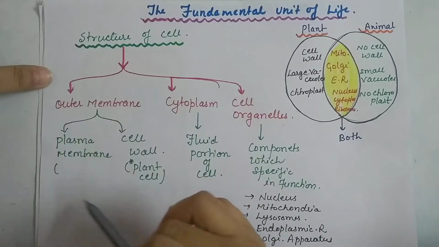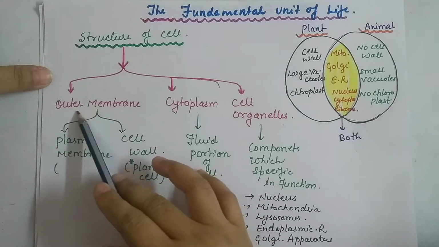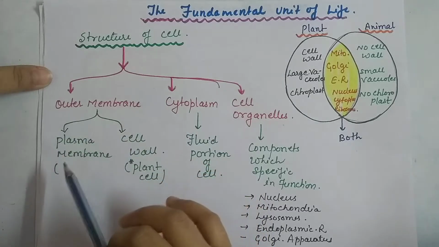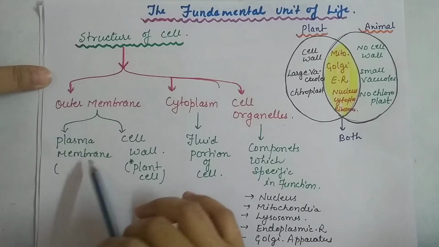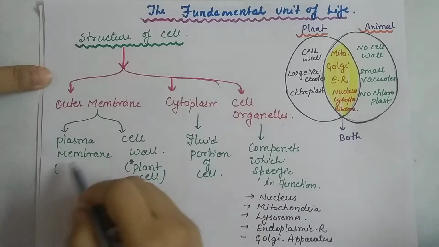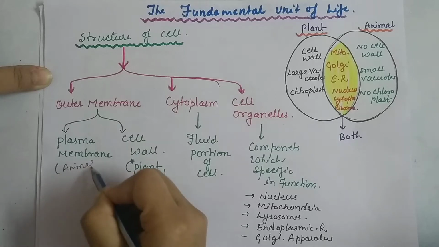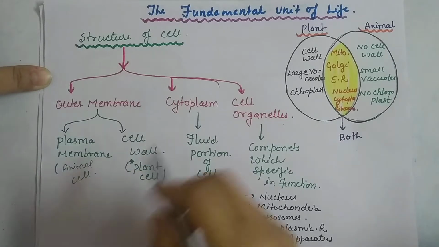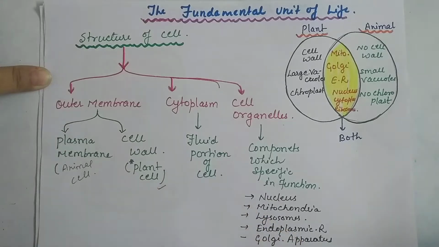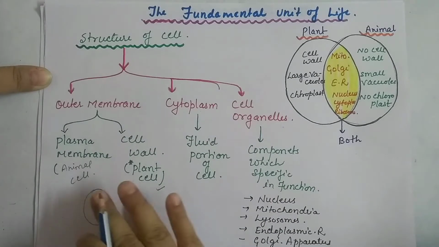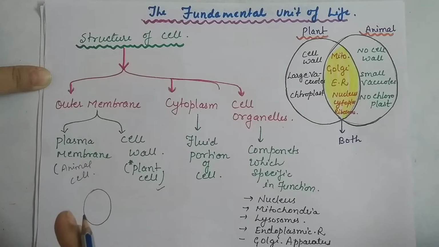The outer covering of the cell we can consider as the outer membrane, and basically the outer membranes are of two types: plasma membrane and cell wall. The plasma membrane is basically found in the animal cell, and the cell wall is basically found in the plant cell. So the outer covering of a cell is of two types: plasma membrane and cell wall.